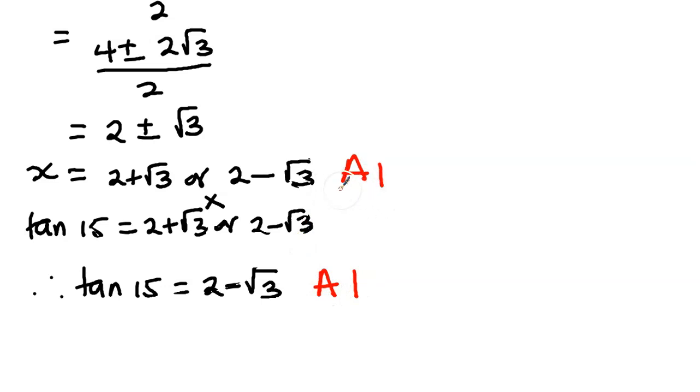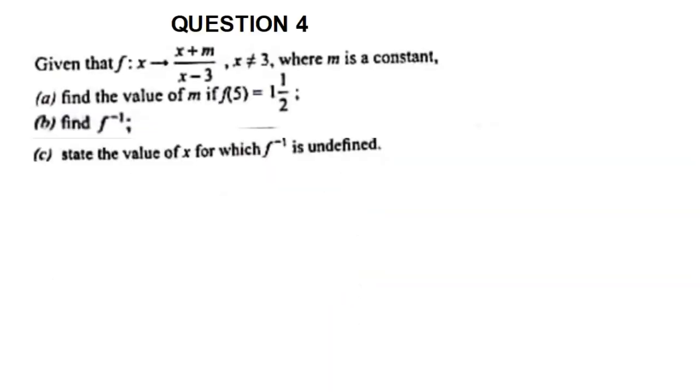So in case the student stops here, it means that he's not going to get any additional mark. Let's go to question number 4. The first one, given that f of x is equal to x plus m over x minus 3. So in the first place, we have to find the value of m if f of 5 is 1.5.